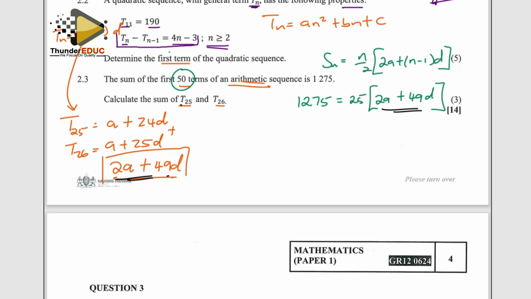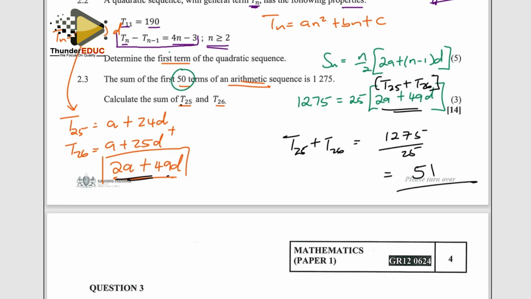Okay, so instead of me continuing with the 2a plus 49d, I could replace this and say this is T25 plus T26. It's like what the question is looking for. So T25 plus T26 is going to be 1275 over 25. When I punch this into my calculator, I'm ending up with a funny answer, which is just 51.